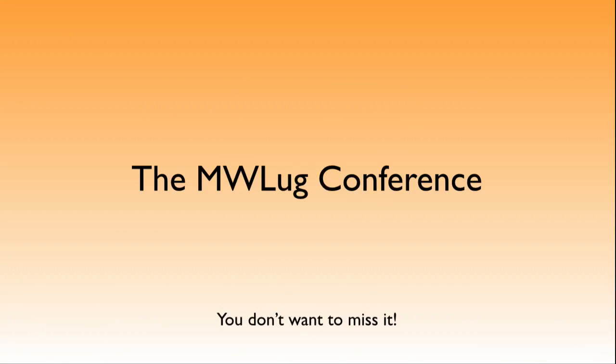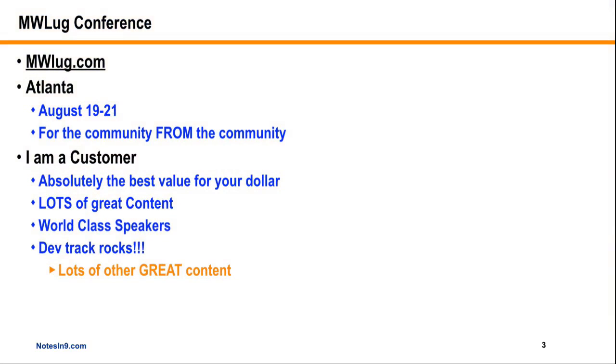So this is actually a commercial for the MWLug Conference. You don't want to miss it. MWLug is a great conference for the community. It's going to be in Atlanta next month, from August 19th to the 21st, 2015, and it's done for the community, from the community. IBM is a sponsor, but they're not really in charge of it. The community is, and MWLug has been running for many years now.